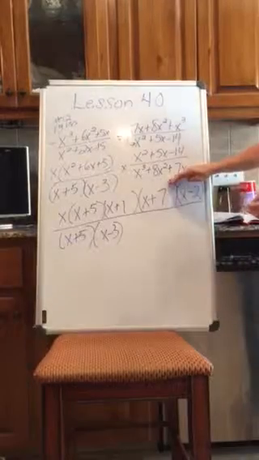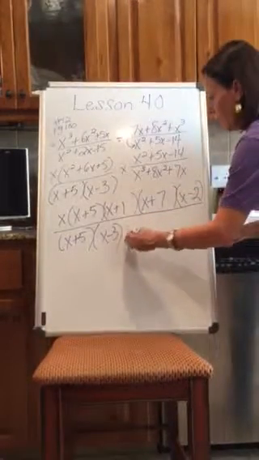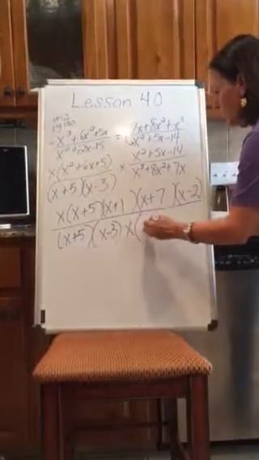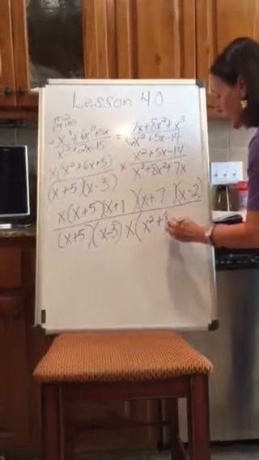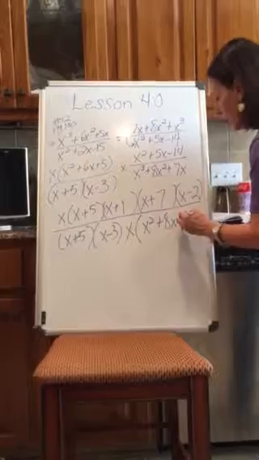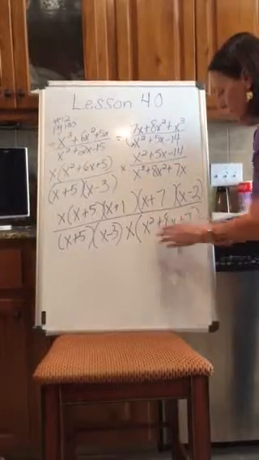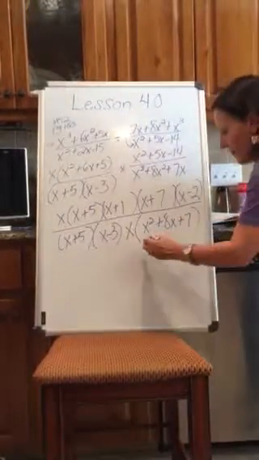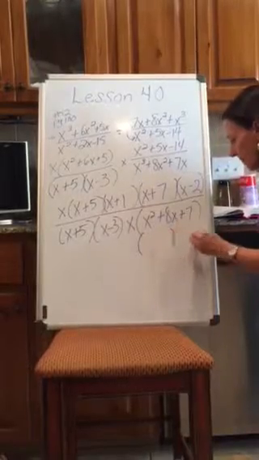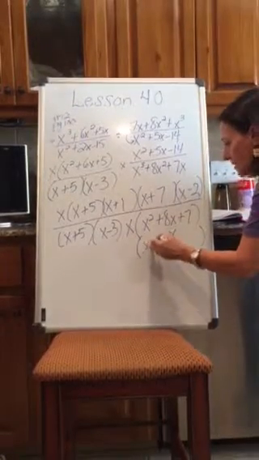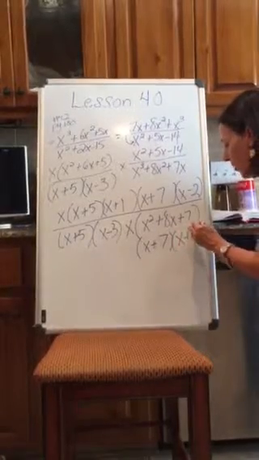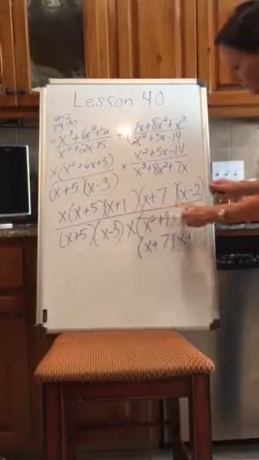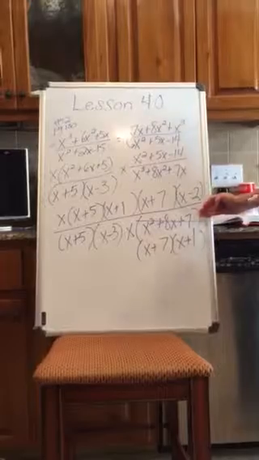Now here I'm going to factor out an x. Alright? And I end up with x squared plus 8x plus 7. But I can factor this. And this factored is x plus 7 and x plus 1. Okay, and replacing that in my denominator.